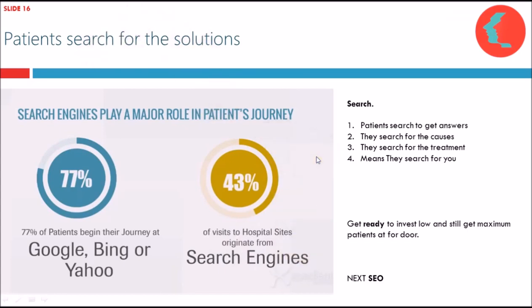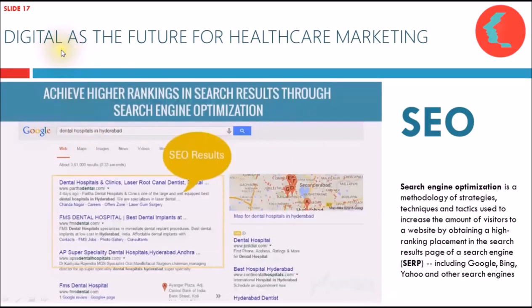Now, as I said, patients search for solutions. Say patients are searching for causes for diseases, treatment for diseases, medicine for diseases. They are not directly searching for you. Indirectly they are searching for you, because you are someone who's providing medicine, treatment and everything else they're looking for, right? So now how do you get listed up? Let's understand SEO.